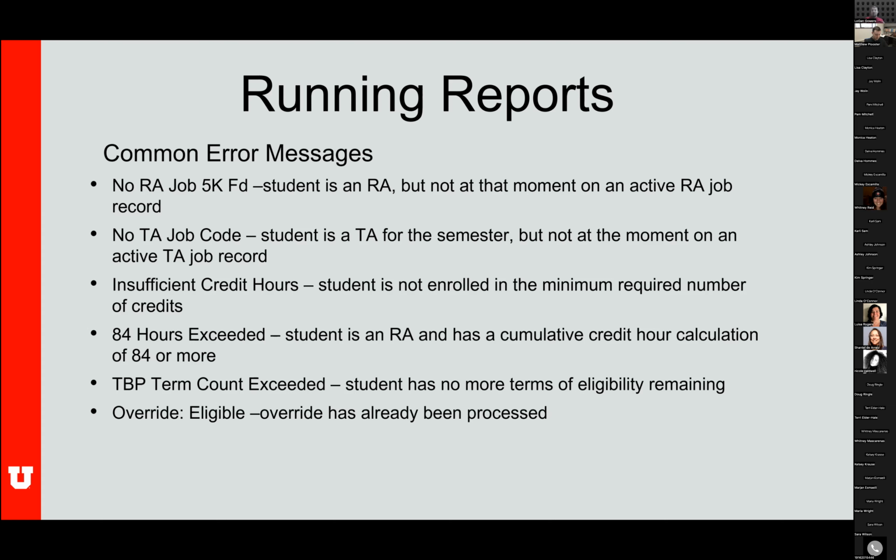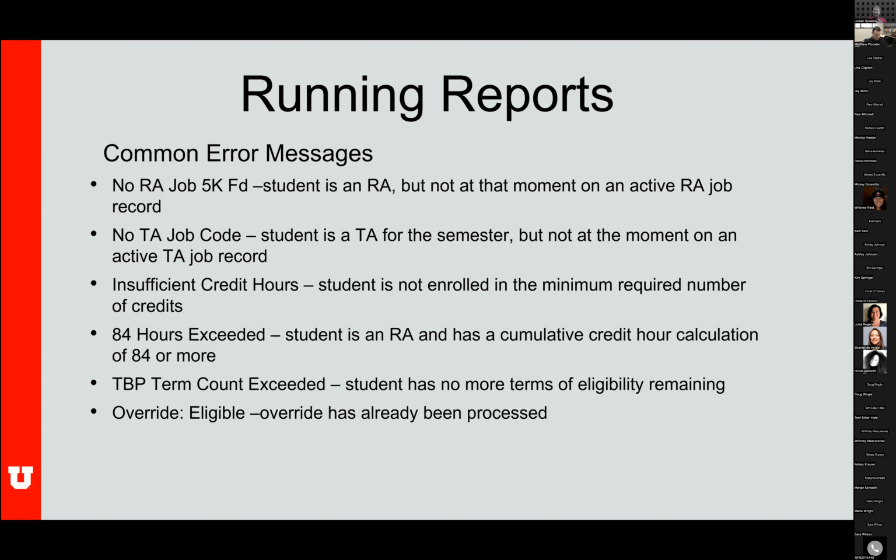You'll also see things like no TA job code. They were entered as a TA, but their TA job record is incorrect. So you want to make sure they're under the right job code number, and that they were actually entered as a TA and not as something else. You'll see insufficient credit hours. They are just not enrolled for enough credit hours that semester to get tuition benefit. As a reminder, fall and spring are 9 credits, whereas summer is 3 for the minimum.